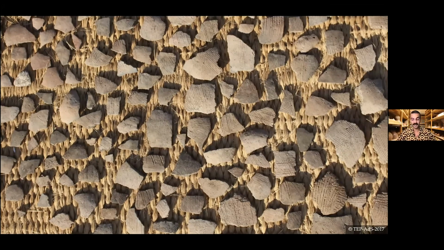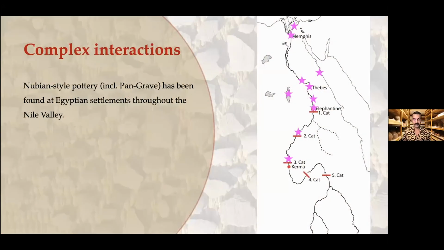And I can tell you that there is a substantial amount of Nubian-style pottery, which looks like this. It's present in varying proportions in just about every context dating to the late Middle Kingdom and Second Intermediate period, which corresponds to the time that the Pangrave culture was visible in the archaeological record. And it's not just at Edfu, because there is Nubian-style pottery at Egyptian habitation sites of the same period all along the Nile.